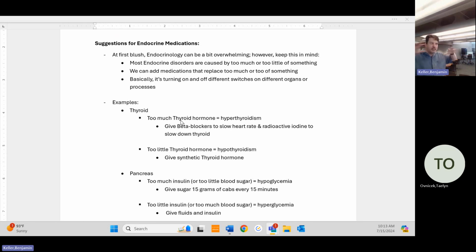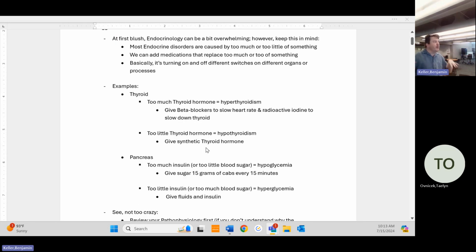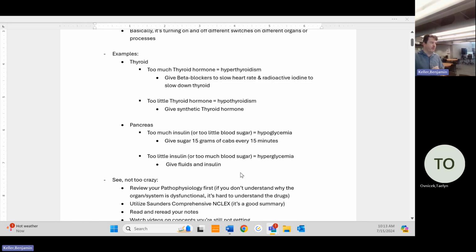So let's take a look at just a couple of examples of the endocrine system. We have the thyroid gland. If we have too much thyroid hormone, we get hyperthyroidism. We can give a beta blocker, which we've learned about, to help slow down the heart rate. Or we could give radioactive iodine to help slow down or even kill off parts of the thyroid if it's working too much. Or if you have too little thyroid hormone, you can give synthetic thyroid to help treat hypothyroidism, if that makes sense. So we can adjust those levels.